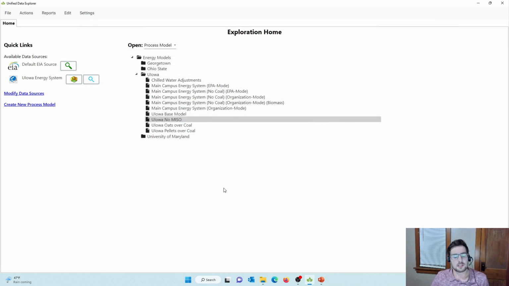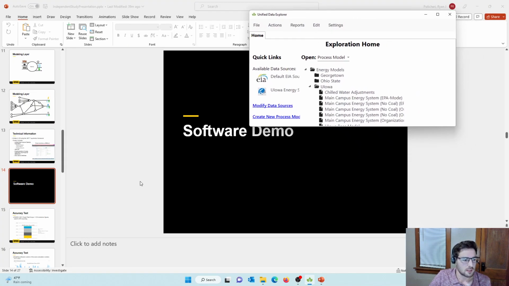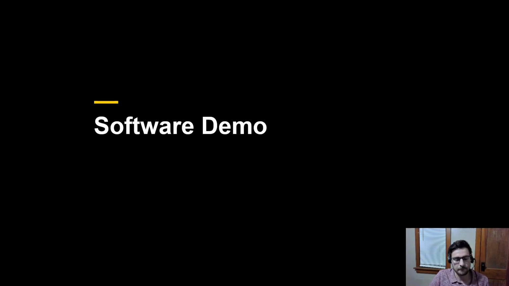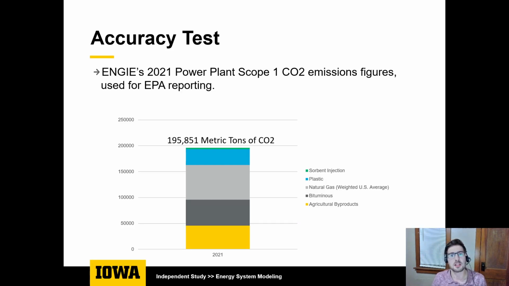And so that's a view of the software and what it does for us. What we'll look at now is some experimental results that we can produce from this software. But before we do that, we want to do an accuracy test, right? So it's very easy to build buggy software, and it's possible that there's issues and we're calculating things incorrectly. So we wanted to compare the numbers our software produces against ENGIE's validated numbers that they report to the EPA.